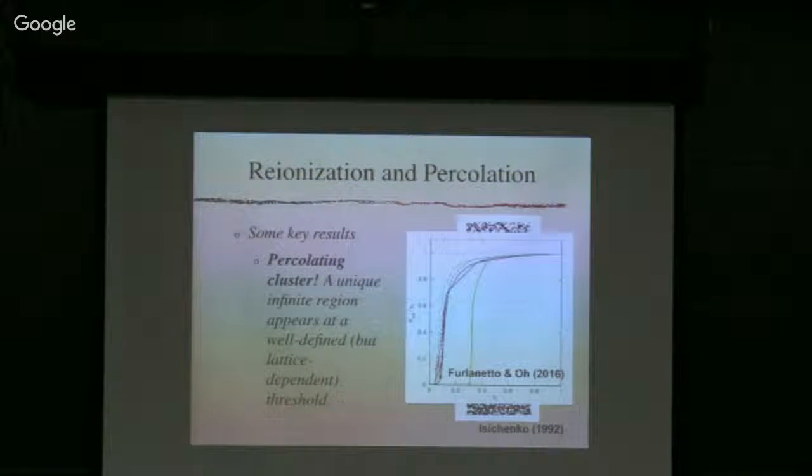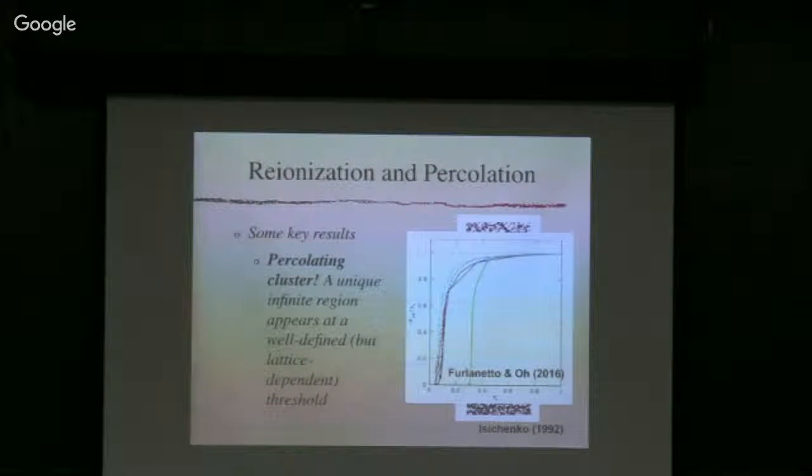The curves that go up like this are all different realizations, just different boxes with different initial conditions for a box. And you can see they all basically behave the same. Somewhere around 10% of the way through reionization, we all of a sudden get a large fraction of our ionized volume in this largest ionized region. And over time it grows to encompass almost all of the ionized regions.